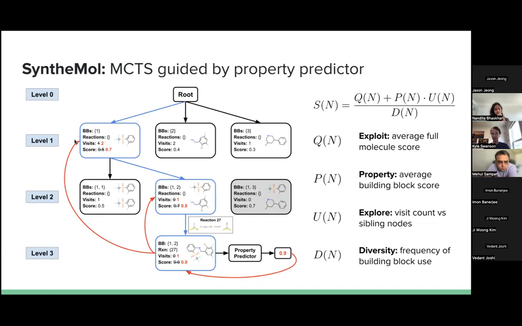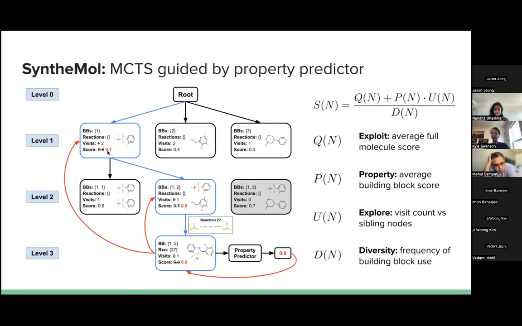So on level 1, we'll list out all 132,000 building blocks. Here I'm just showing 3 of them. And we'll score them according to this Monte Carlo tree search score. I'll explain the score in the end, but for now, assume that there is a way to score each building block. So we'll score each of these building blocks, and then we'll figure out which one has the highest score, in this case, this blue building block, and we'll select that as our first building block.